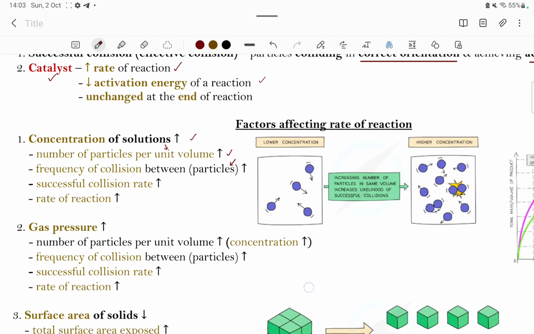Okay, after we talk about the frequency of collision, we talk about the frequency of successful collision, or you can write successful collision rate also. If the frequency of collision is increased, confirm the effective or successful collision rate will also increase. And then after that, rate of reaction increases.